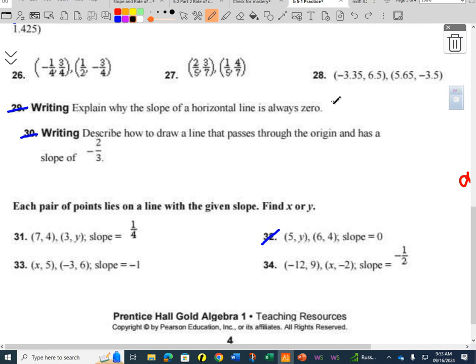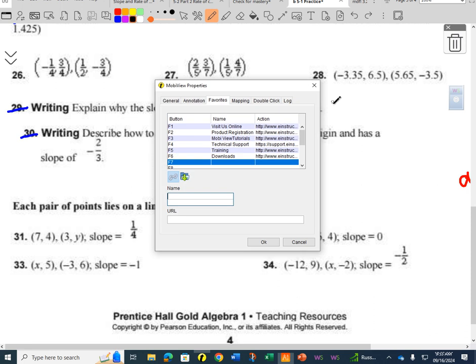Number 30, describe how to draw a line that passes through the origin and has a slope of -2/3. So this is number, I said 19, it's actually 29, might be 29. It's right there, so if you're getting all flustered, sorry, but literally it's on your paper. This is number 30. It says, describe how to draw a line that passes through the origin and has a slope of -2/3.